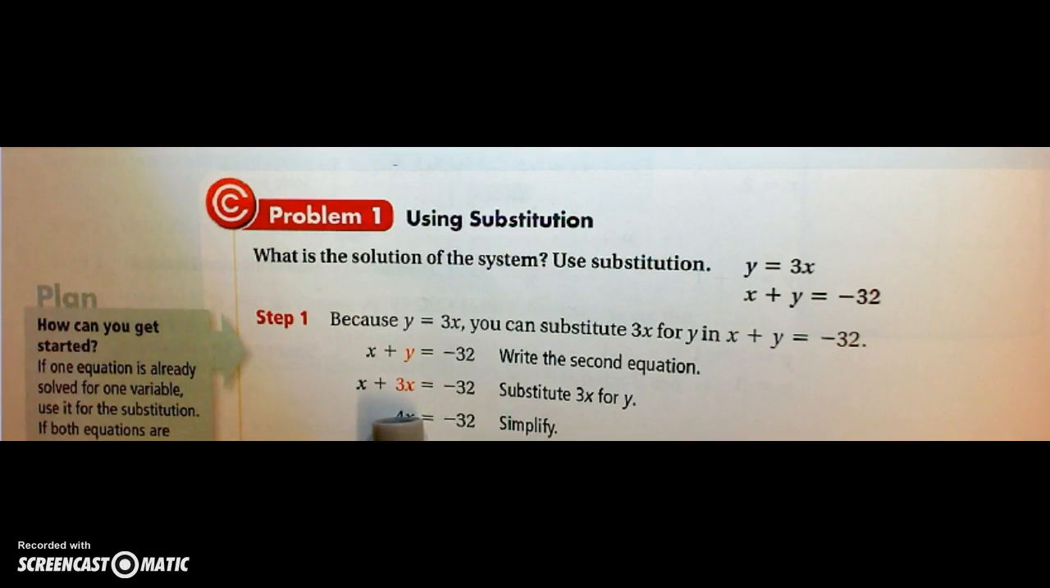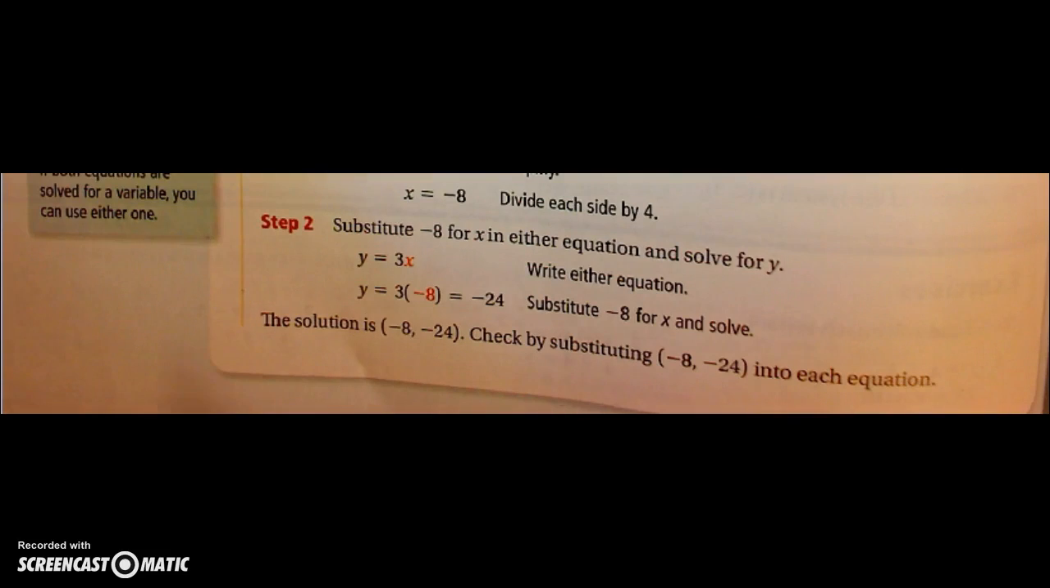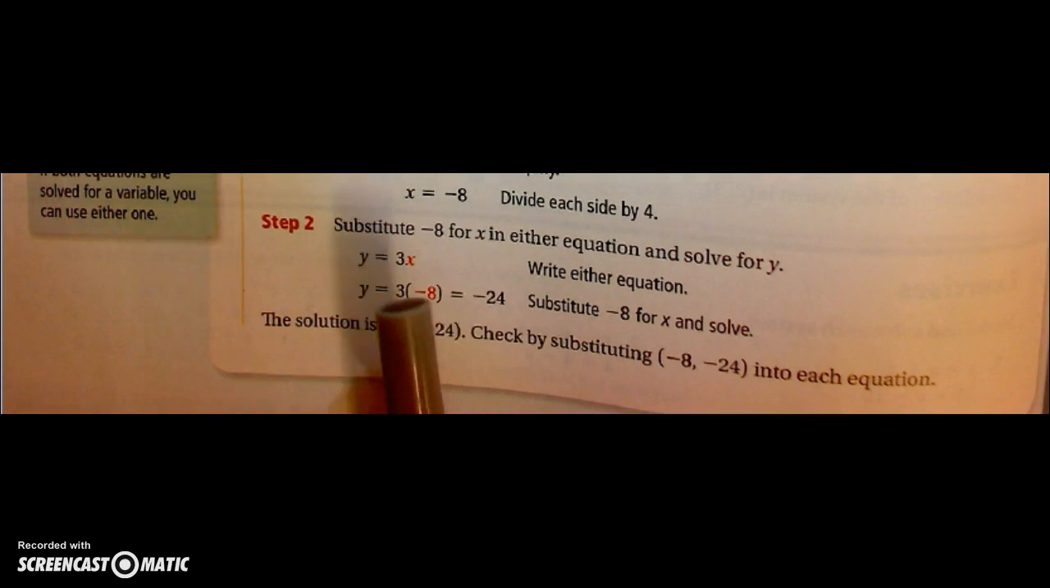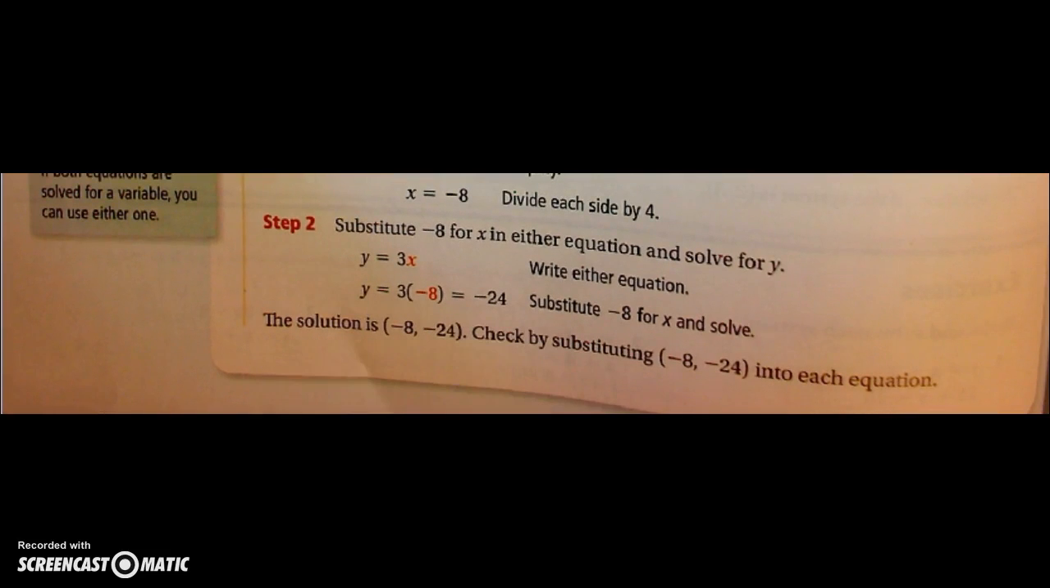Once we substituted in the 3x for y, we can combine our like terms. x plus 3x is 4x, and we can start doing our algebra. We divide both sides by 4 and get x is equal to negative 8. Now we know the x in the ordered pair we're looking for. We substitute the x we found into the original equation, multiply by 3, so y is negative 24. So now we have our ordered pair of negative 8 and negative 24.